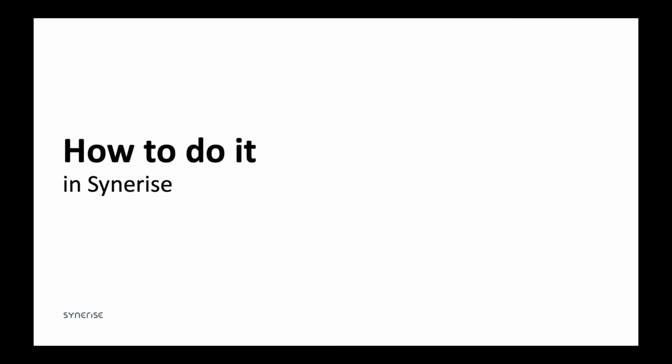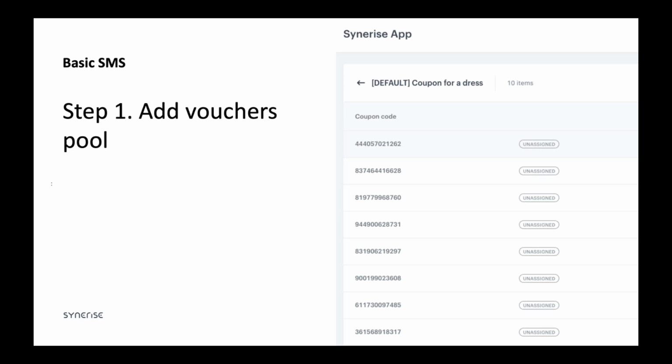So now let's go to the part on how to do it in Synerise. Let's start with the example for beginners. We create an SMS with a discount coupon. The first step is to add vouchers to the Synerise platform. In this example, we will use unique vouchers that are assigned per individual customer. But of course, you can use a static coupon, like a 30% discount with a static code.